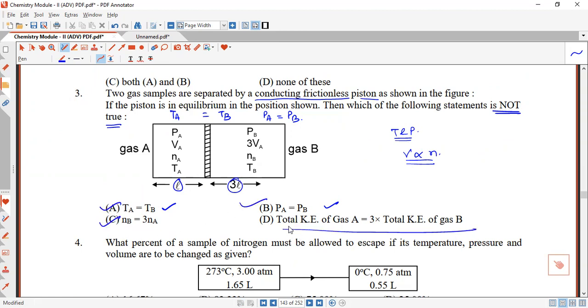Which one is this? This is total kinetic energy of gas A equals total kinetic energy of gas B. Kinetic energy depends on temperature, 3/2 RT per mole. It depends on temperature. Temperature is the same, then it should be the same per mole. So okay, this is wrong. Our answer is D.